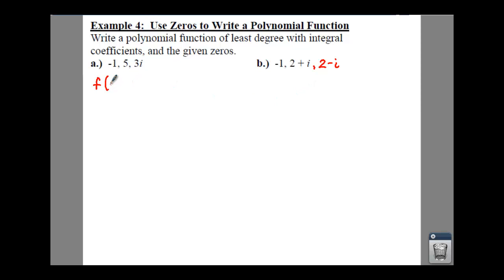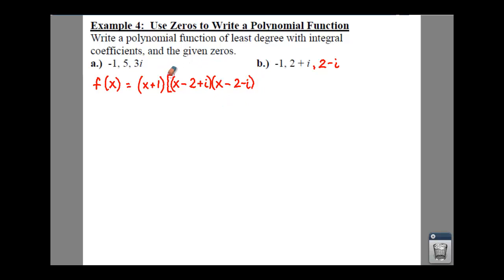So I'm going to write it over here just so I have enough room. f of x equals, well, if you have a -1 as a zero, it becomes x plus 1 as a factor. The 2 plus i and 2 minus i, well, this is going to become x minus. Actually, you don't even have to put that in parentheses. Let's make it a little bit easier on you. How about you just write x minus 2 plus i and x minus 2 minus i is what we're going to do.